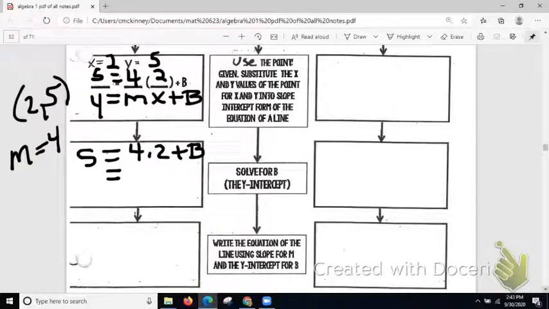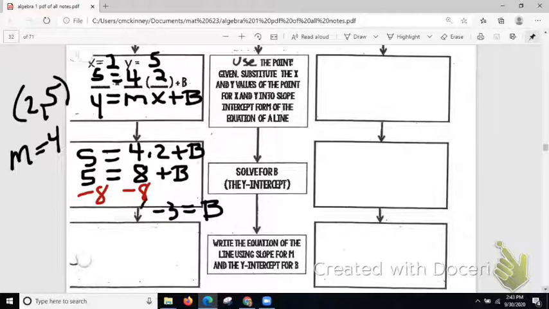So 4 times 2 is 8. What would I have to do to 8, adding and subtracting, to make it a 5? Well, you might just say you'd have to take away 3. And you'd be right. But you can still treat it like an equation. I could subtract 8 on both sides, and then get negative 3 is equal to b.